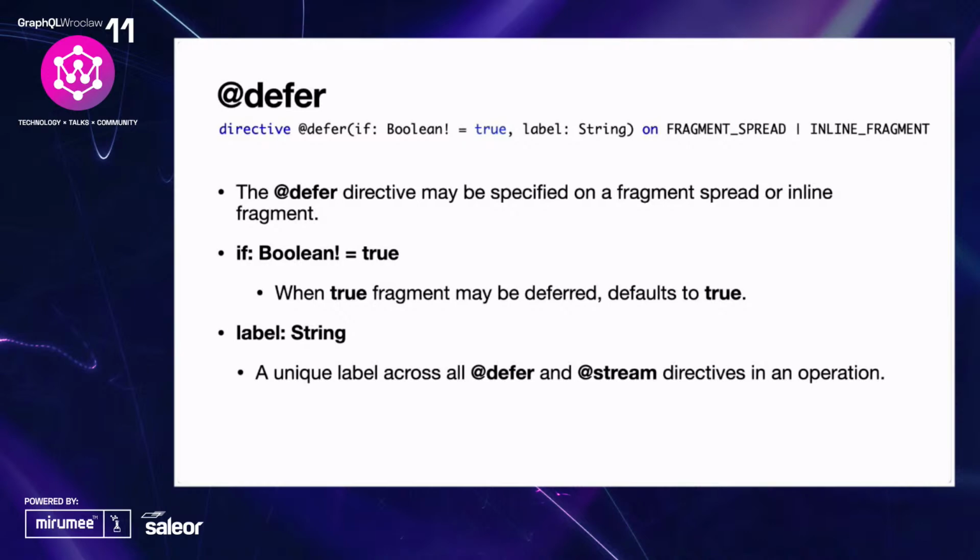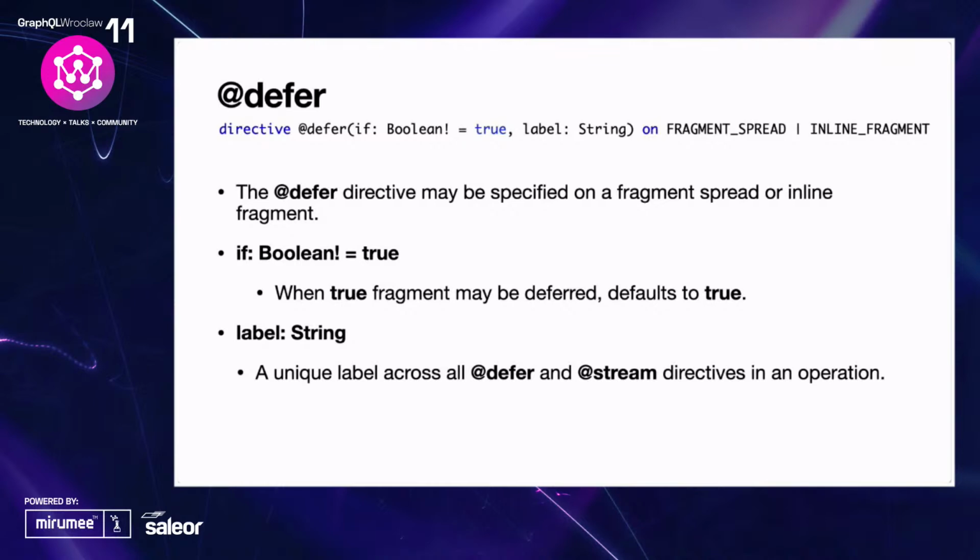So to get into some more of the details, starting with defer, the defer directive, you can use it on inline fragments and fragment spreads, and it takes 2 arguments, an if argument and a label argument. The if argument works similar to the same if argument on the skip and include directives. If it's true, the fragment will be deferred, but you could also pass false, and that'll tell the server to ignore the directive and not defer the data. So you can control if something gets deferred or not with query variables.